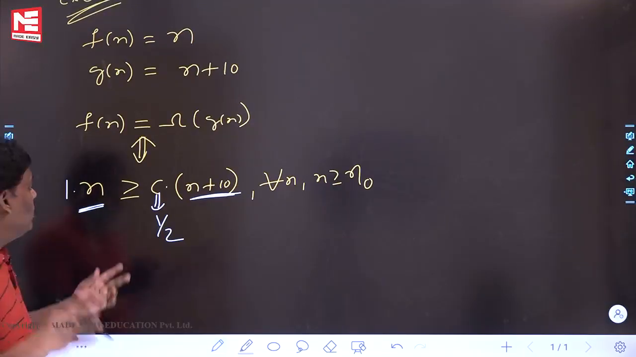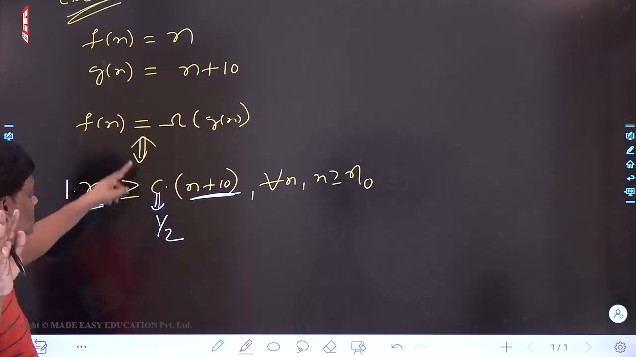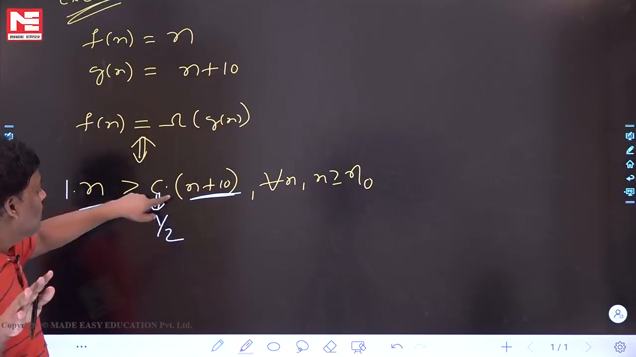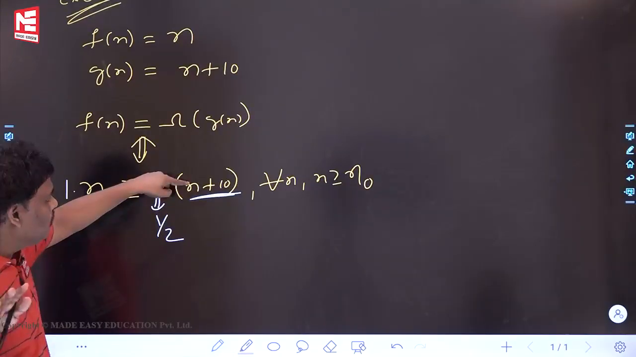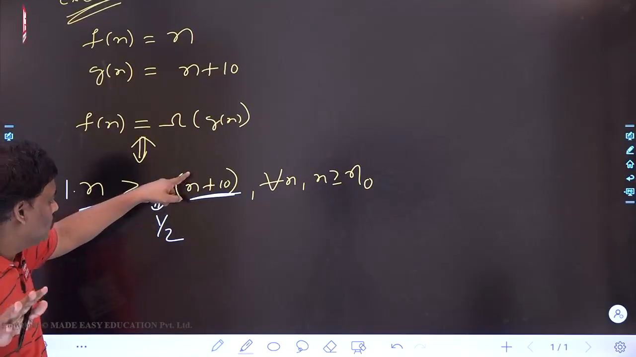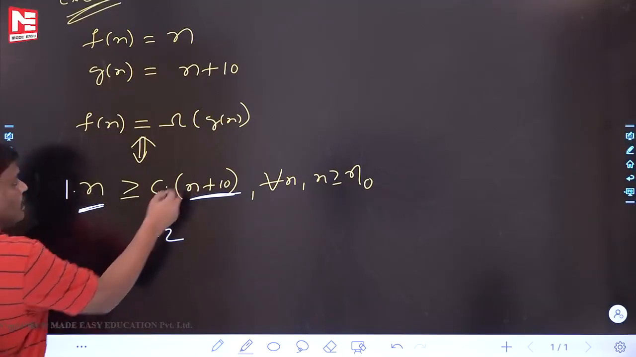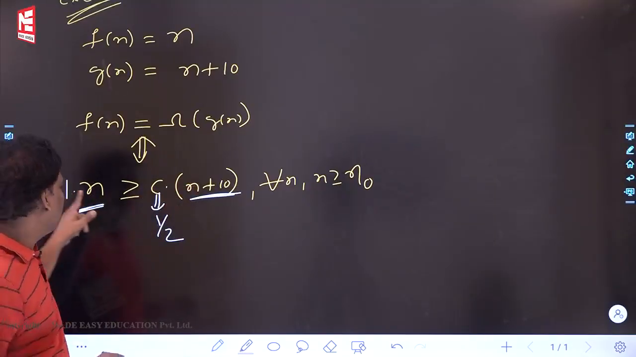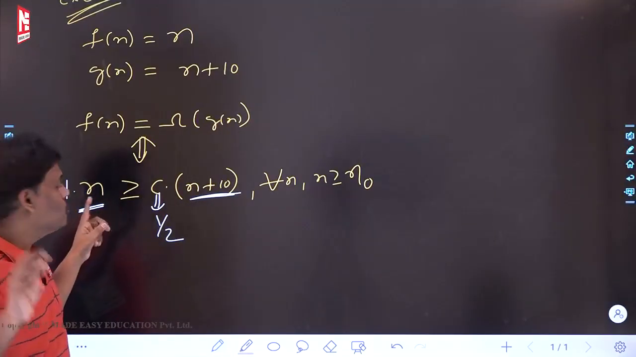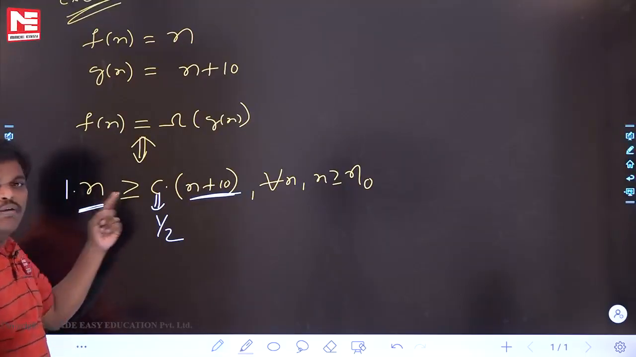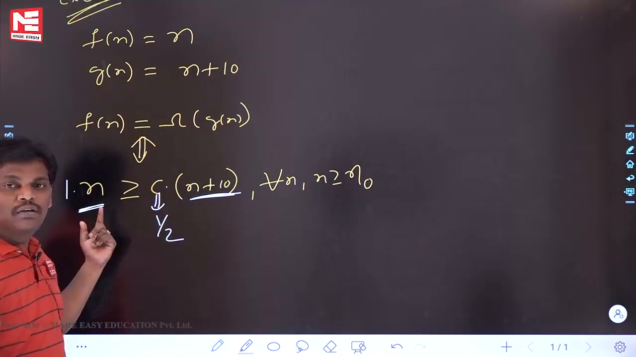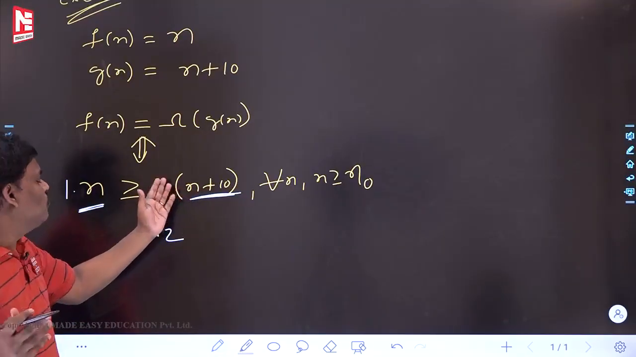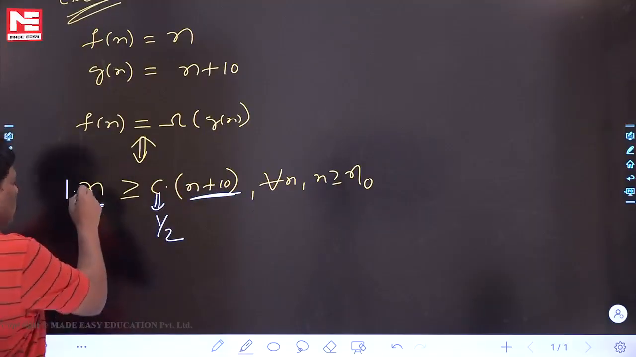Some people are asking, sir, how will you take C as 1 by 2? If you take C as 1 by 2, it will become C into n plus 10. If C becomes 1 by 2, it will become n by 2. This is full n, this is half n, so definitely left is bigger. Assume n value is 1 lakh. This side is 1 lakh, but this is 1 lakh by 2, 50,000. What about this one? 50,000 plus 10 by 2, 5, so 50,005, but it is 1 lakh.